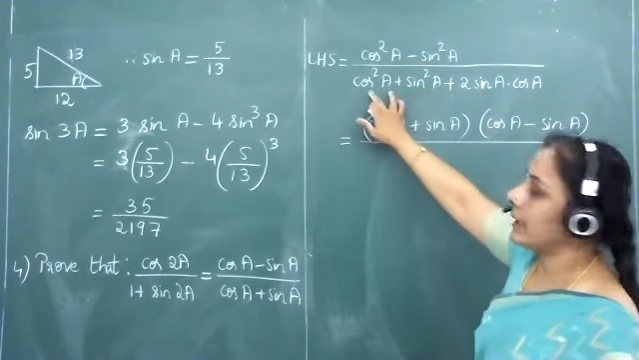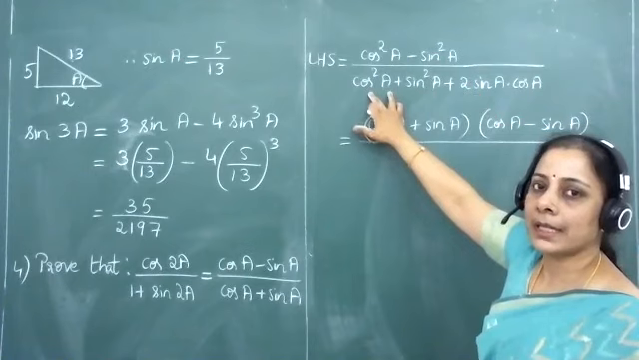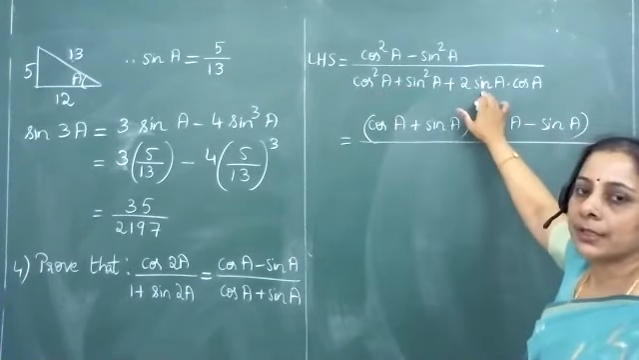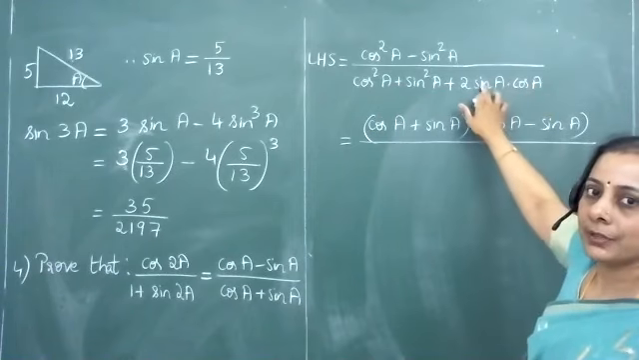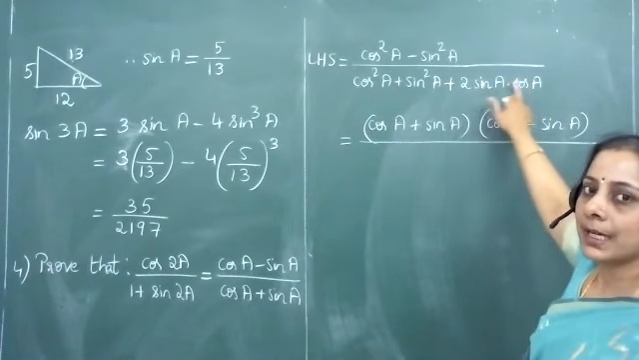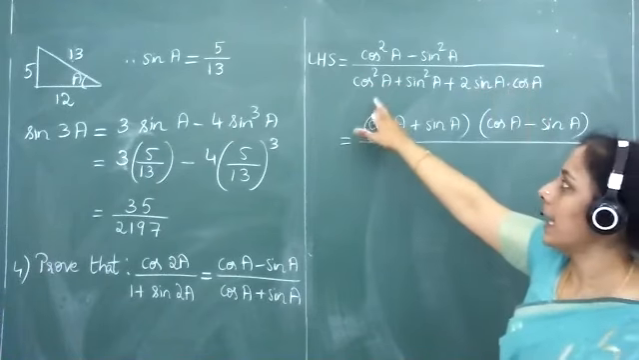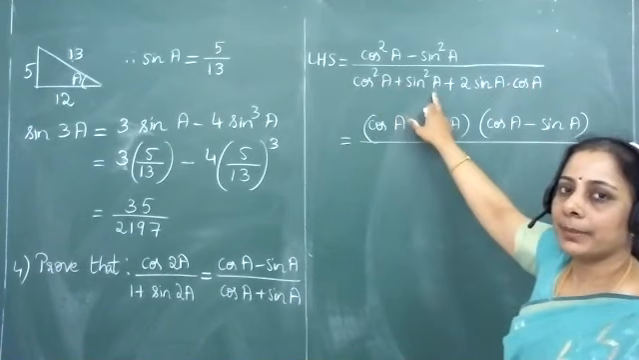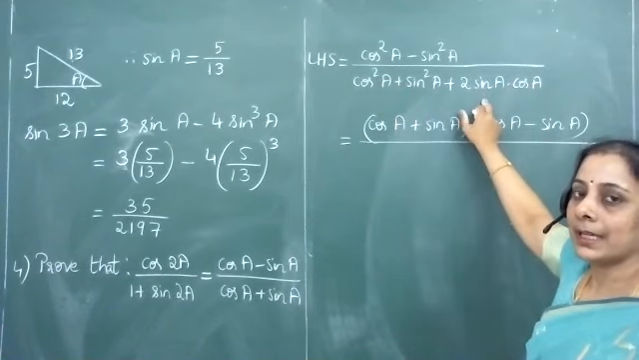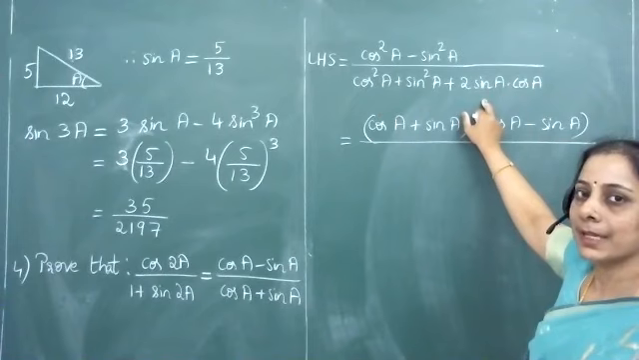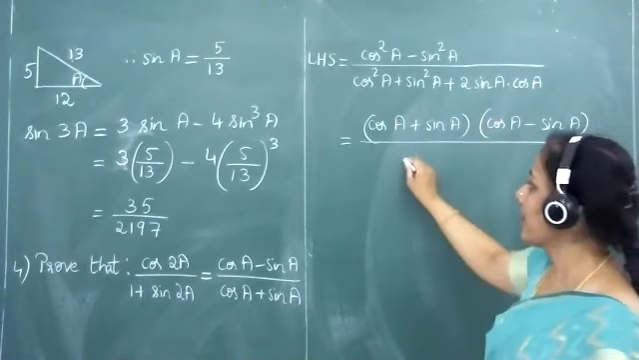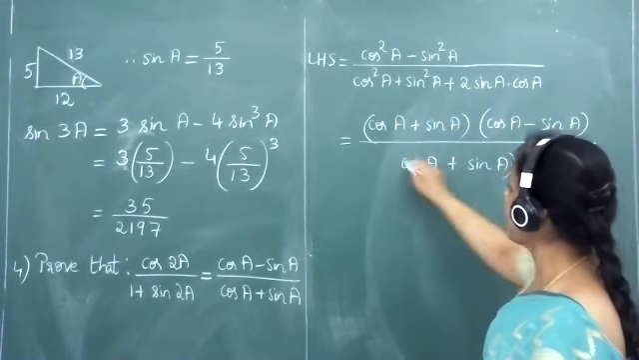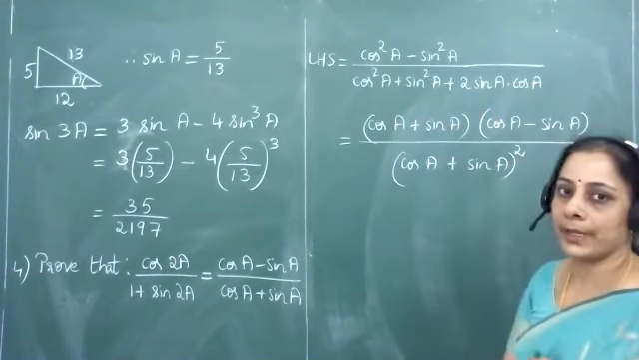In the denominator, we can observe that it is in the form of x squared plus y squared plus 2 into x into y. You can have x equal to sin a, y equal to cos a, and compare with the polynomial in the denominator. X squared plus y squared plus 2xy in the condensed form comes as x plus y the whole square. So here we can easily consider the expression cos a plus sin a the whole square.